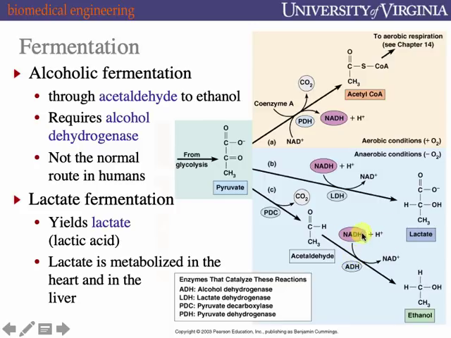Here is that reducing equivalent that gets used. Okay, so now acetaldehyde gets reduced into ethanol, and that's alcoholic fermentation. And to reemphasize, the reason why we can't do it is for lack of this enzyme. We have this enzyme, the alcohol dehydrogenase, that converts acetaldehyde to ethanol, but we don't have the pyruvate decarboxylase that allows us to get to acetaldehyde.